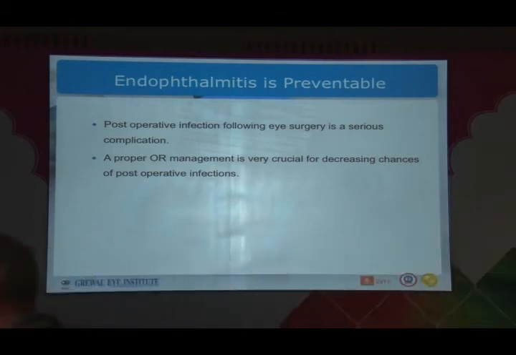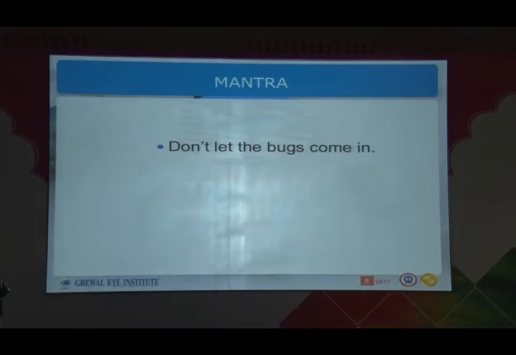At the beginning, if you ask me what is the mantra for that, it is: don't let the bugs come in. Unless your theatre is a factory which is producing these bugs, then it's a different story. Otherwise, the best way to prevent endophthalmitis is don't let the bugs come in. You have to think about the different routes through which the bugs can come into the operation theatre, and plug each and every route and loophole so that they do not reach your OT, rather than let them come in and then try to find ways to eradicate them.